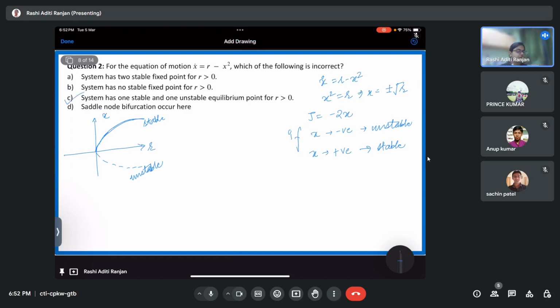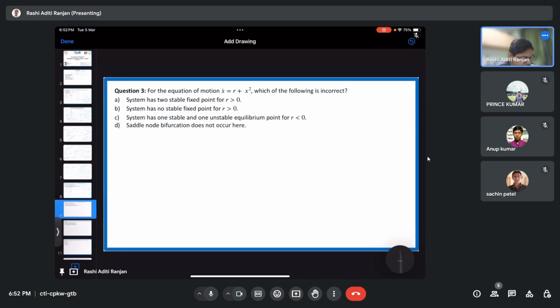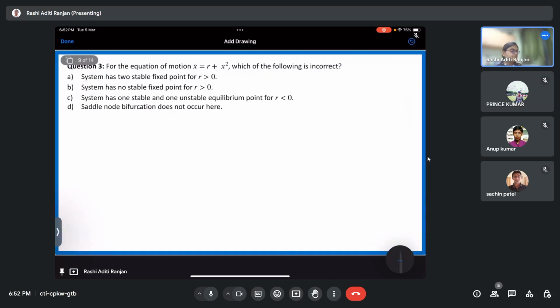Okay. And saddle node bifurcation occurs here? Yes, this is a case of a saddle node bifurcation. Okay. Coming on to the third question. Okay. This is the direct case of a saddle node bifurcation. Okay. So I'll not discuss much about it. I'll just make a graph and then you will be able to understand what is actually happening.